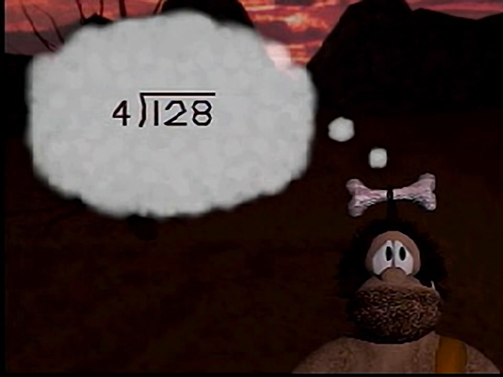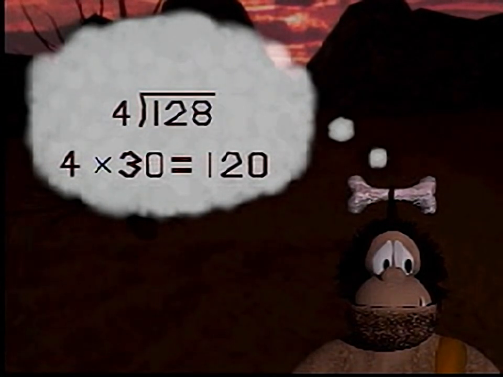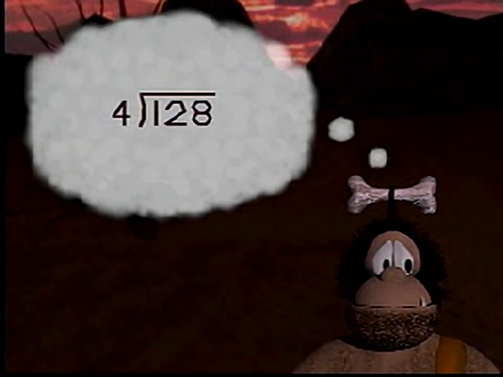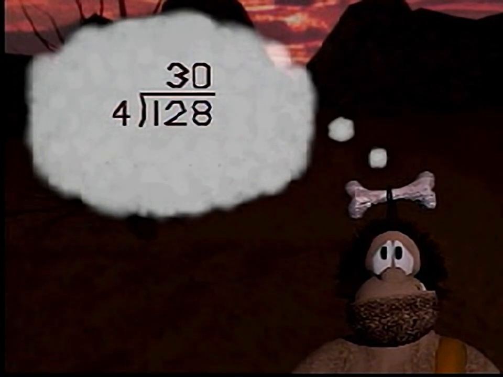Remembering the divide by multiplying lesson, we can say 4 times what is 120? Well, 4 times 30 is 120. We write our partial answer, 30, in the quotient. Then ask, 4 times what equals 8? 4 times 2 equals 8. So we add 2 to the 30. Our final answer, 32.